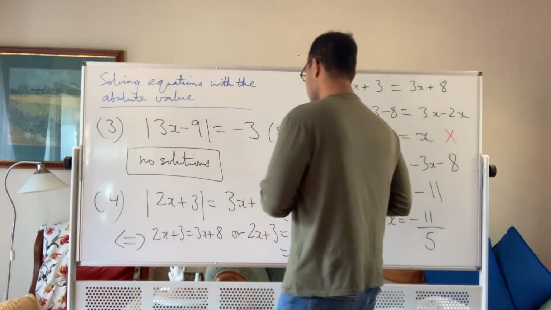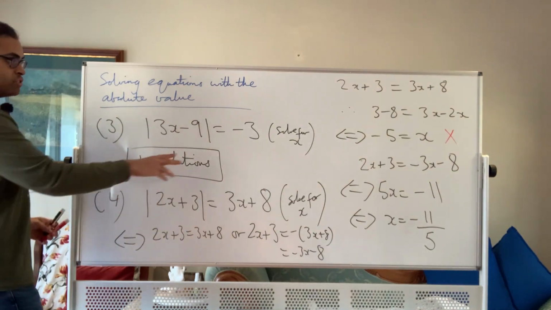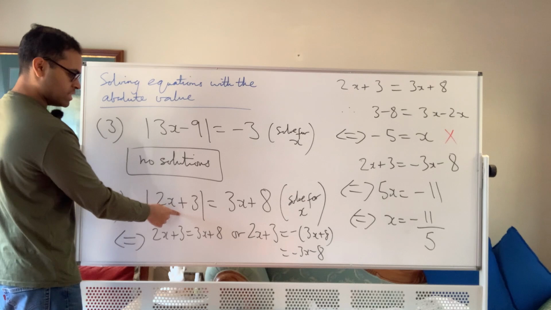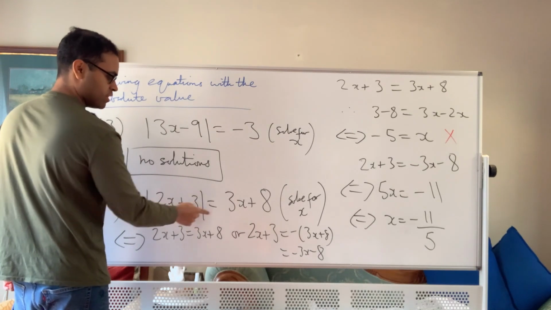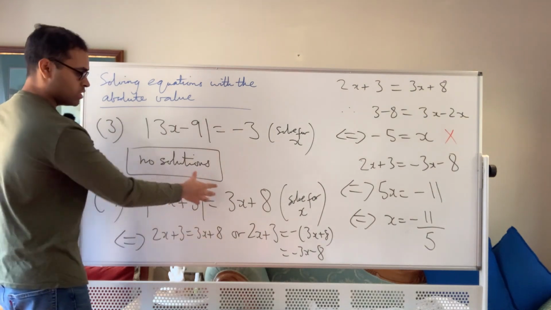But it is true, right? If I plug in minus 5, I'm going to get minus 7. Absolute value of minus 7 is 7, and this is going to be equal to minus 7. So I'm just going to get the signs a little mixed up in that case. That's why it's not a solution.